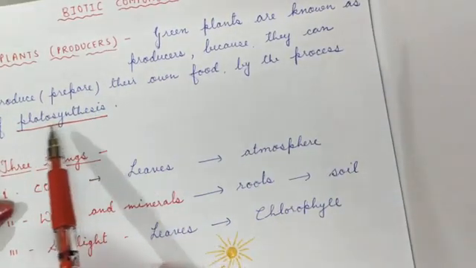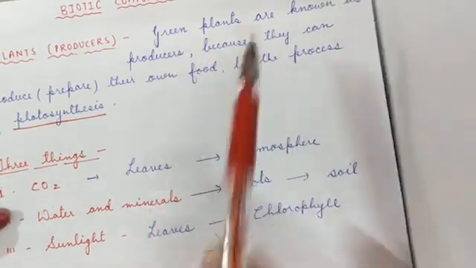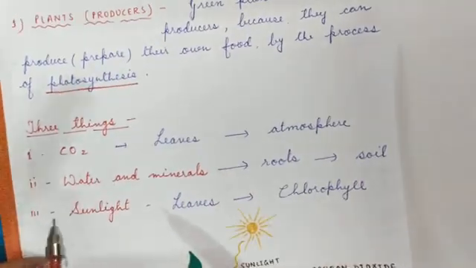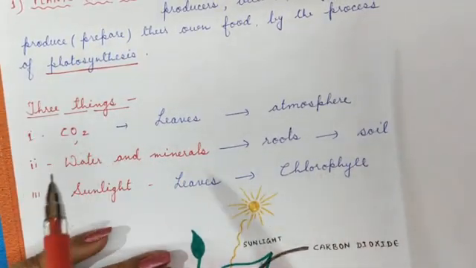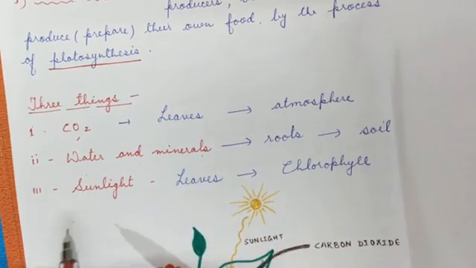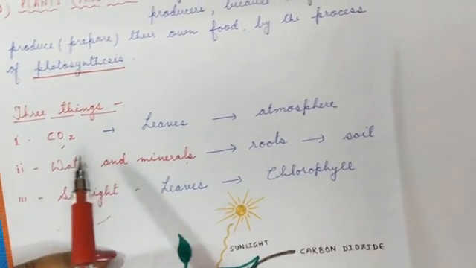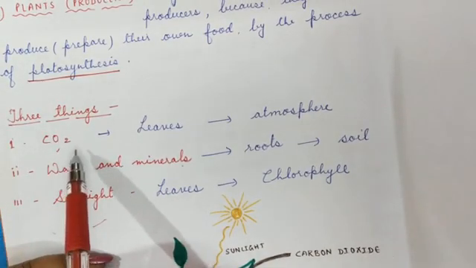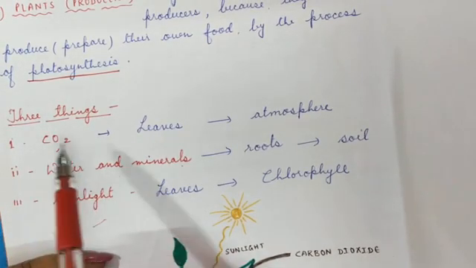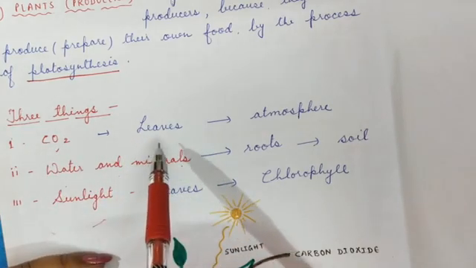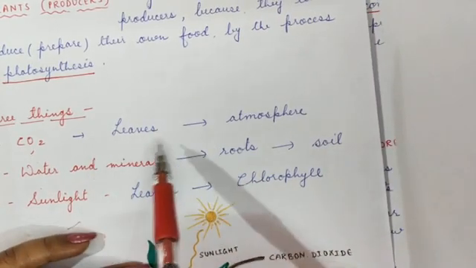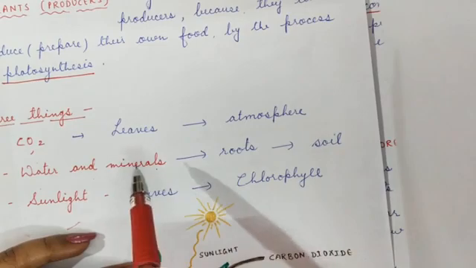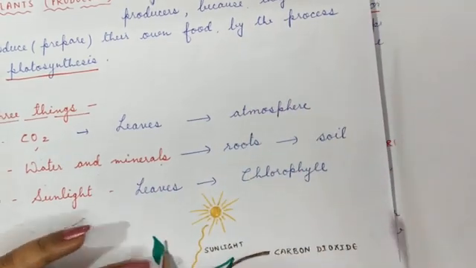For this process of photosynthesis, for preparing their food, the green plants need 3 things. So what do they need? What are these 3 things? Carbon dioxide, second, water and minerals, and third is sunlight. Carbon dioxide is taken by the leaves of the plants. For this, they have stomata on their leaves. And these leaves absorb this carbon dioxide from the atmosphere.